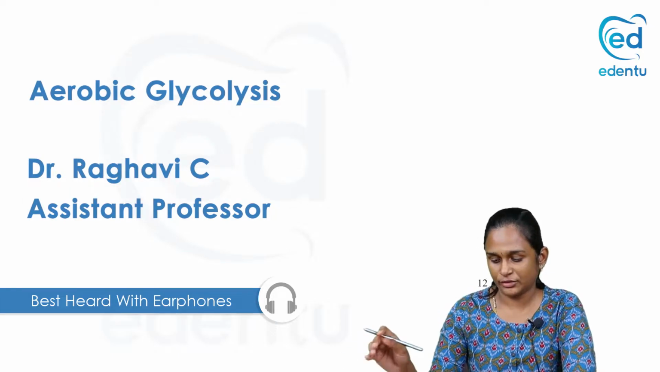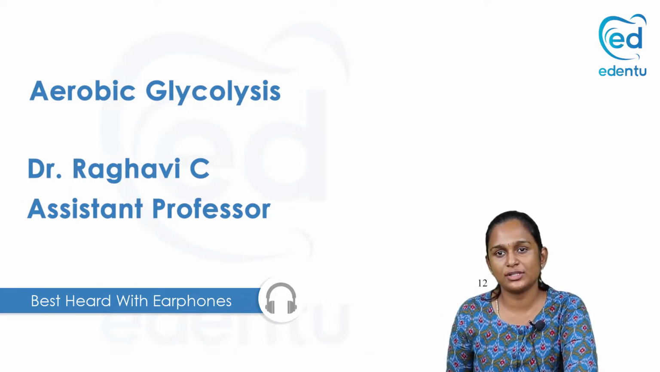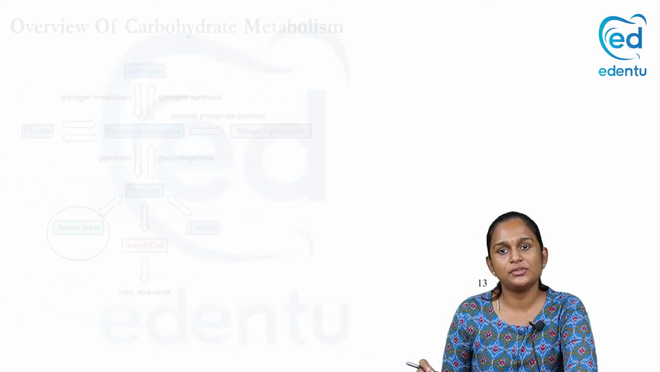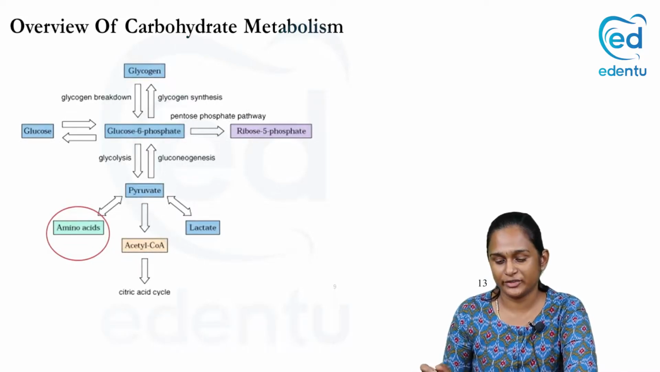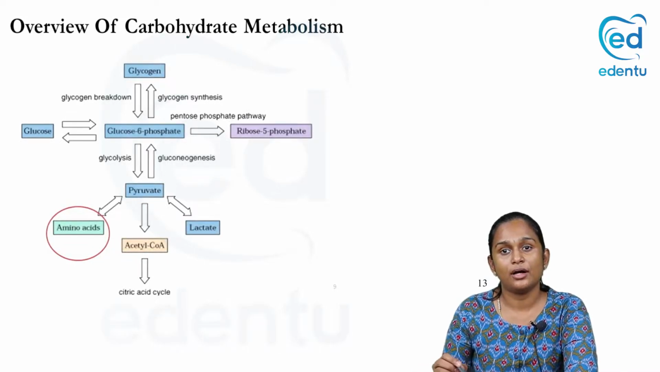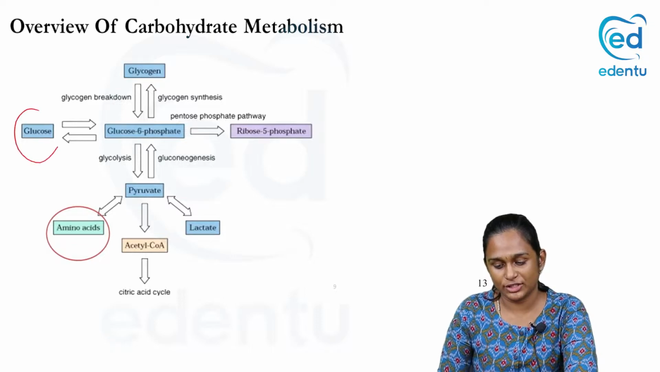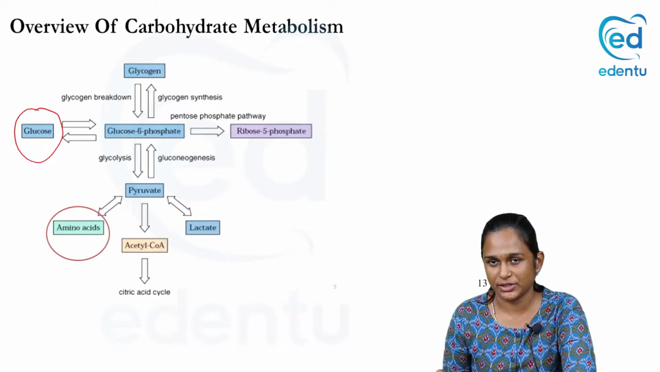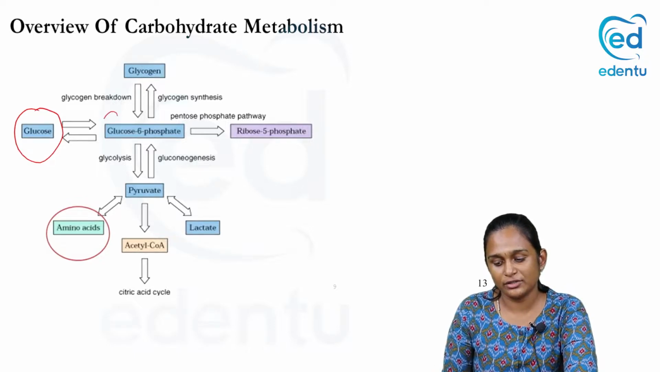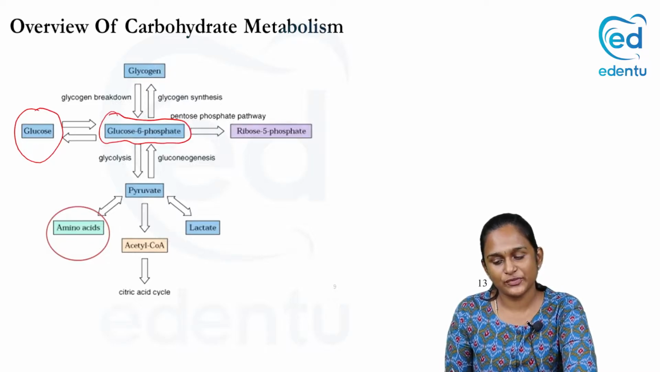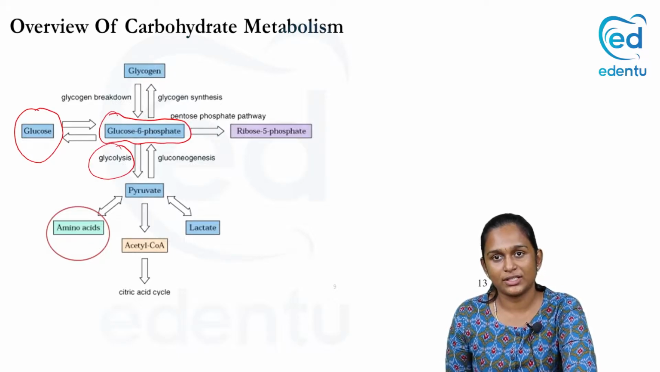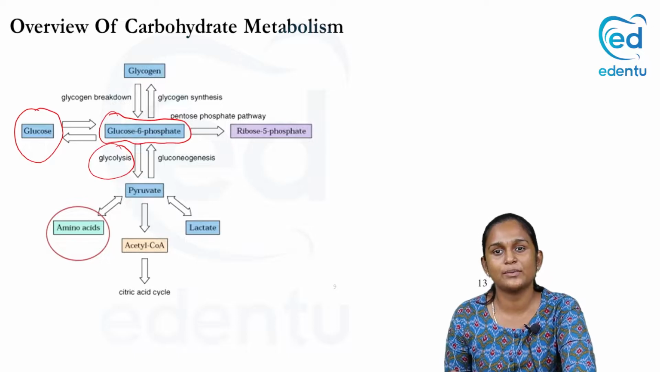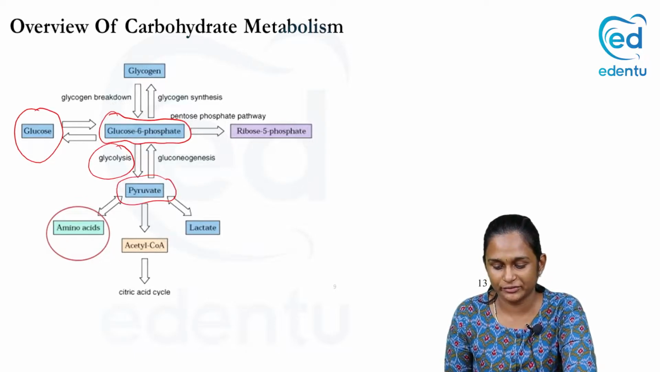Everyone. Today we will be discussing metabolism of carbohydrates. So this is the overview of metabolism of carbohydrates. The glucose which is taken up from the intestine into the circulation will enter into the cell with the help of glucose transporters, and that glucose gets converted into glucose 6-phosphate. And that glucose 6-phosphate will undergo a process called glycolysis, and at the end of glycolysis the product which is formed here is pyruvate.